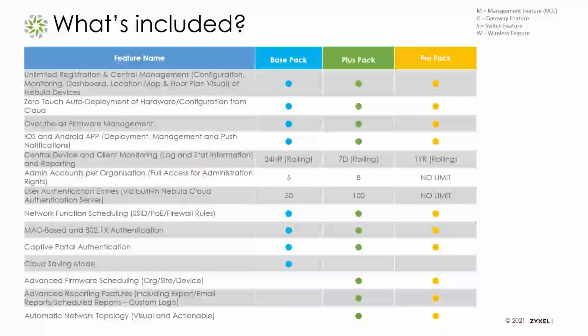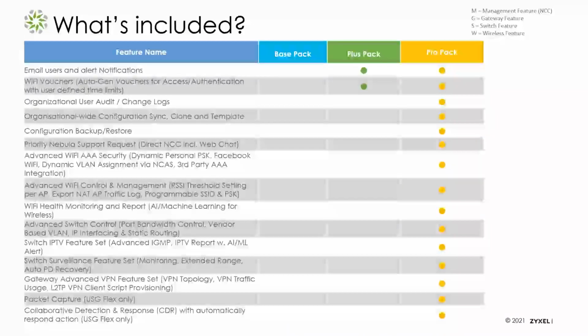We have this cool automatic topology view where we automatically map out everything on your network and show you what devices are connected to which other devices upstream. So it's really a nice, friendly way to do some troubleshooting. It even gives you access to certain configuration options for all the devices, including some non-Nebula devices through that topology view. So that's a Pro Pack feature.